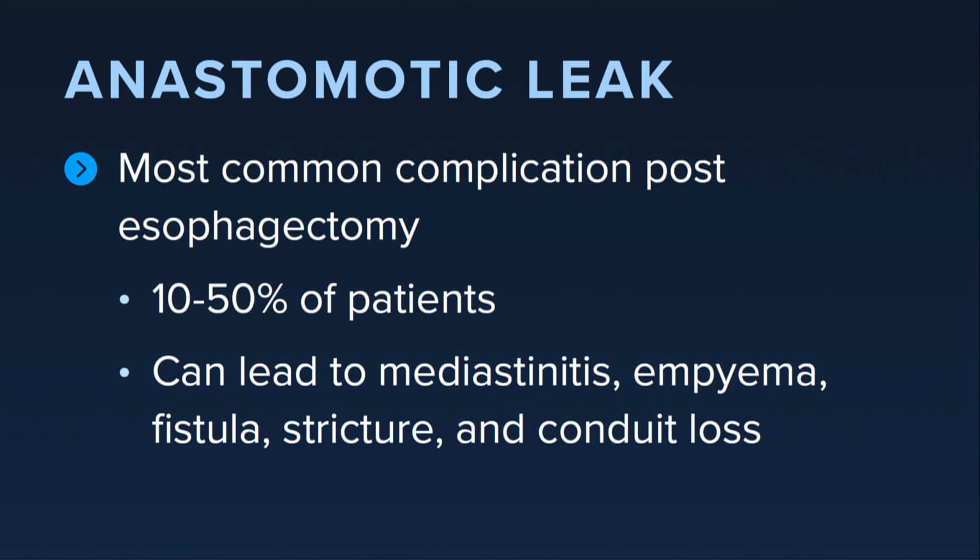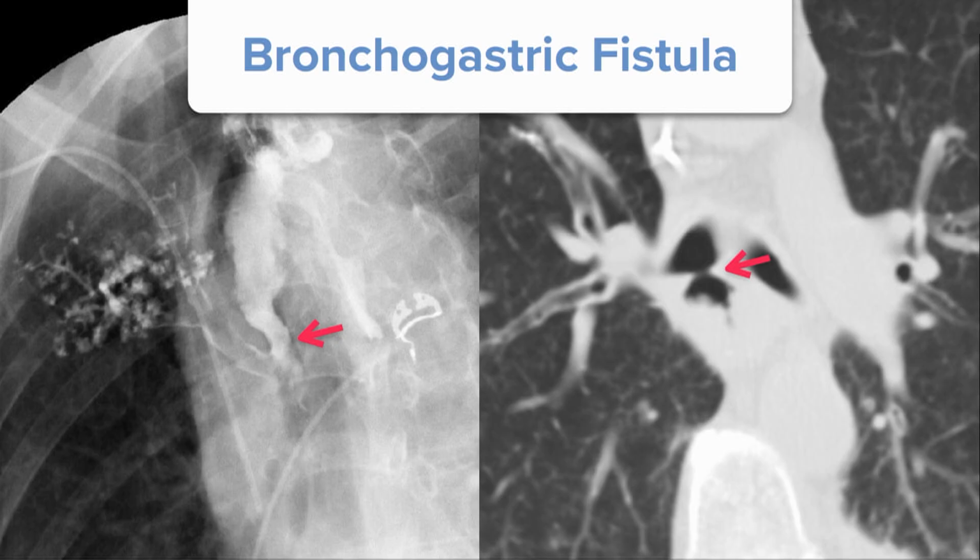So leaks are not uncommon. Again, in the literature, 10 to 50% of patients will develop an anastomotic leak, and that can lead to additional complications such as mediastinitis or loss of the conduit. So you want to make sure that you identify a leak early on if possible.